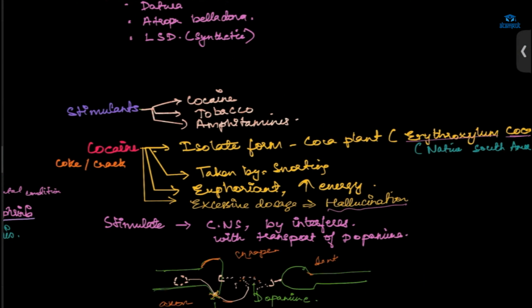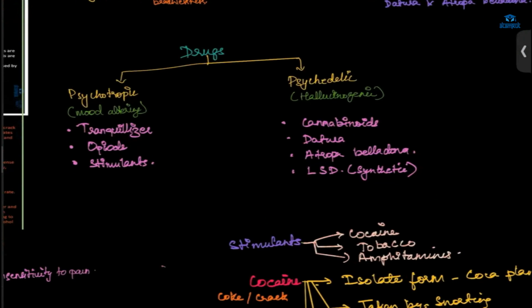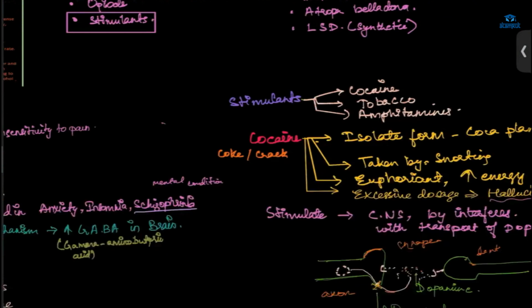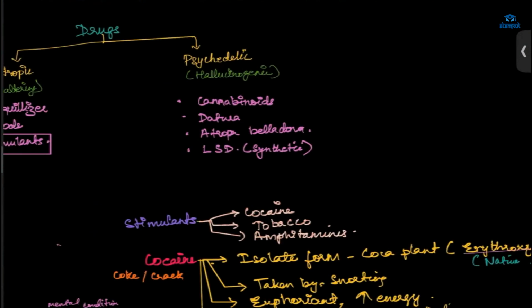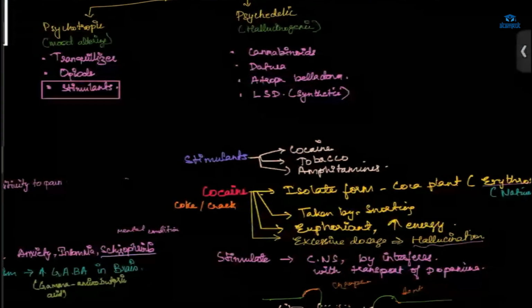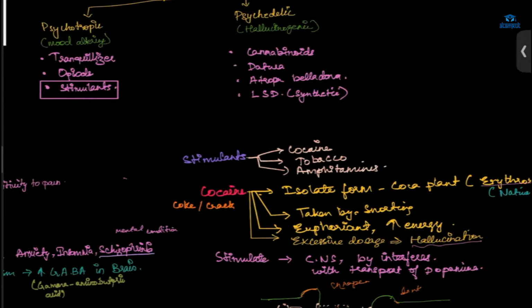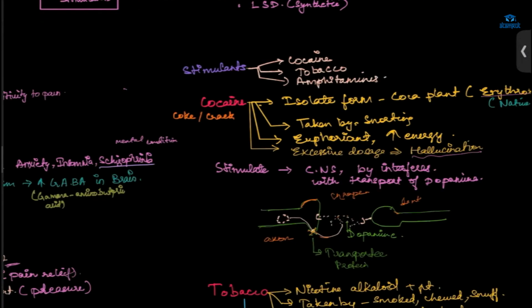I told you already, these stimulants are mood altering, but if we are taking them excessively, they will become psychedelic. If they ask which is the drug that is both psychotropic and psychedelic, that is mood altering and hallucinogenic, then you will tell that it is cocaine.